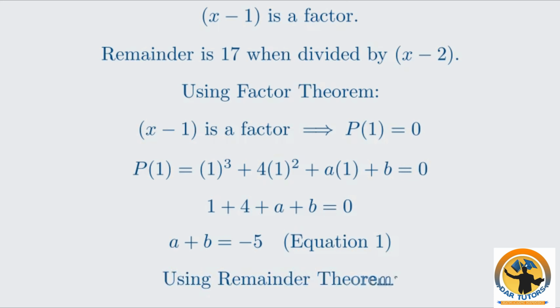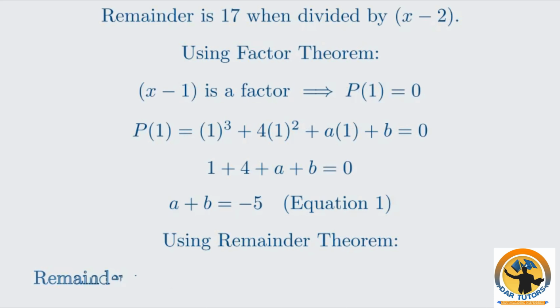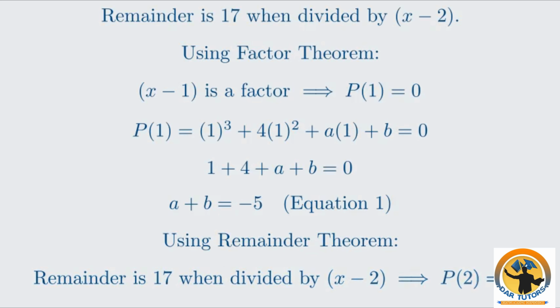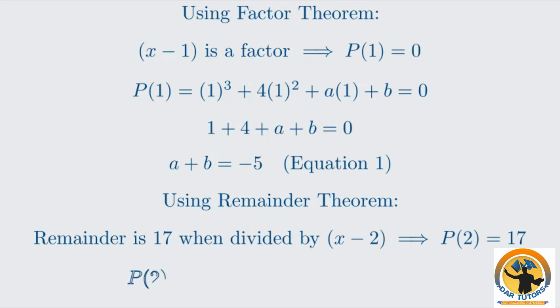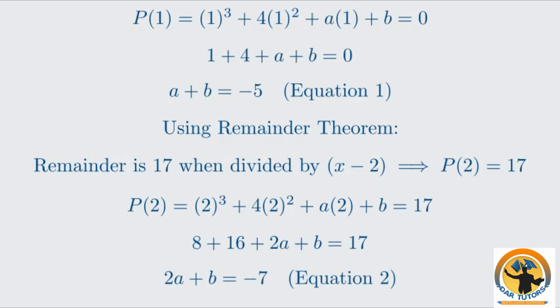Next, we use the remainder theorem. We are told the remainder is 17 when divided by x minus 2. This means p of 2 equals 17. Substituting x equals 2 into the polynomial, we get 8 plus 16 plus 2a plus b equals 17. This simplifies to our second equation: 2a plus b equals negative 7.